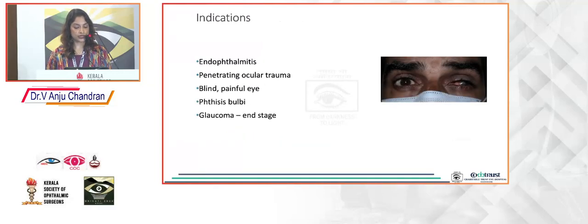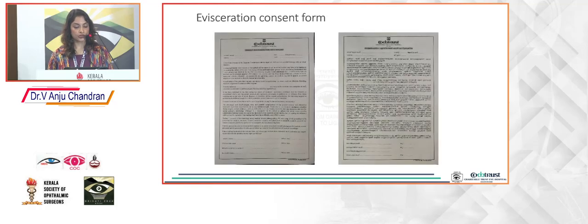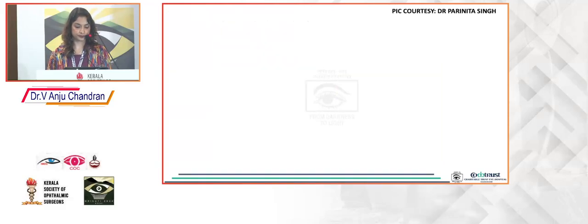So indications, the absolute contraindication is by now, which you are aware, it's the intraocular tumors and those with orbital spreads. The rest of the indications are endophthalmitis, when you have a painful blind eye, phthisis bulbi, especially for cosmetic concerns. So evisceration consent form similarly, so not just one in English, you should have one in the vernacular language as well, because you need to make sure that the patients know what they're undergoing.